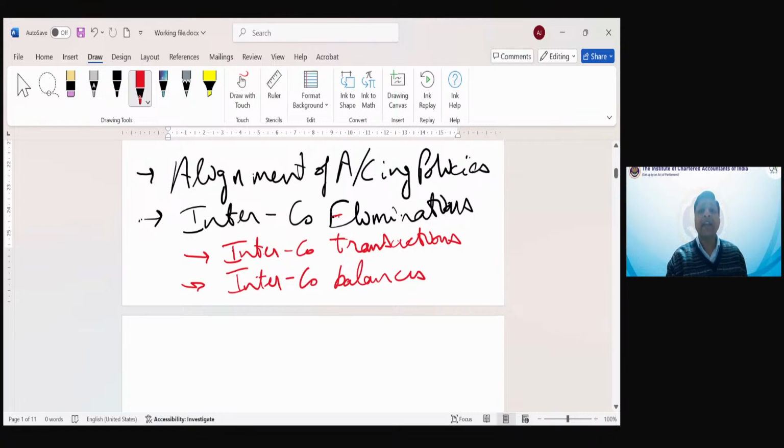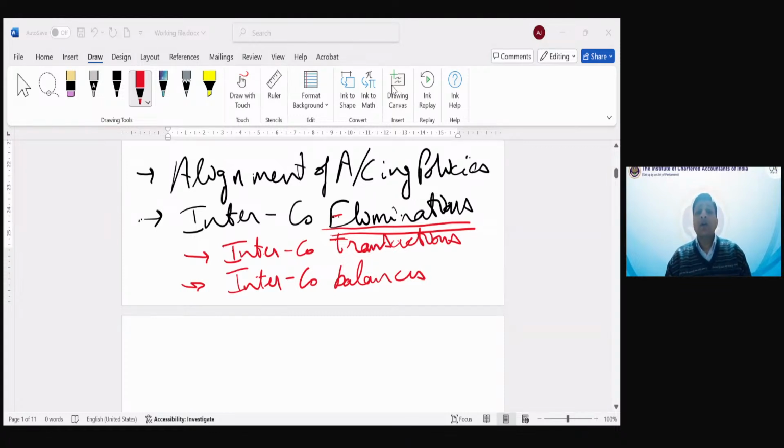So what do you eliminate? Intercompany transactions, intercompany balances. Fine. All right. So now moving further. In relation to intercompany eliminations, there are a lot of adjustments which are required to be done, but we'll get on to that part slightly later.